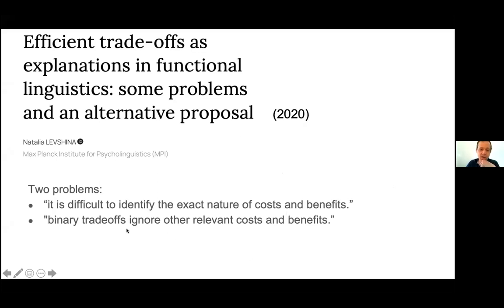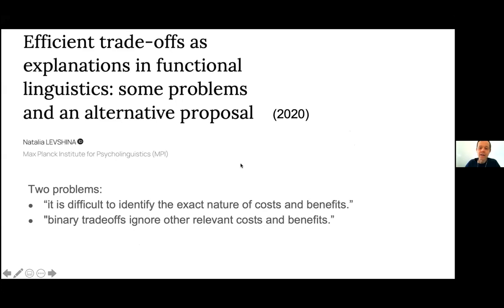A second important point she raises is that looking at binary trade-offs is a problem if there are other relevant costs and benefits. So I focused here on communicative cost and complexity, and it could be that learnability is a third axis, a third dimension that's relevant. And so it might be that if you're looking at only two among the multiple dimensions that are relevant, you get a slightly distorted picture of what's going on.